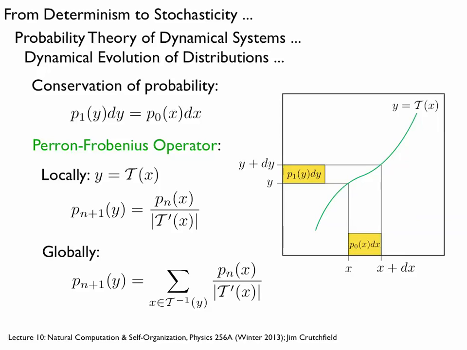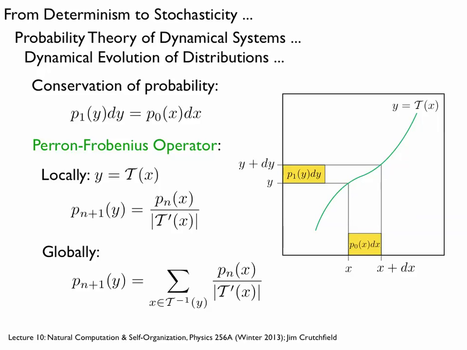And then, for example, if this distance here shrunk because the slope was low, the distance between y and y plus dy would be small. And so that I had the same amount of probability mass, the amplitude p of y would be larger.